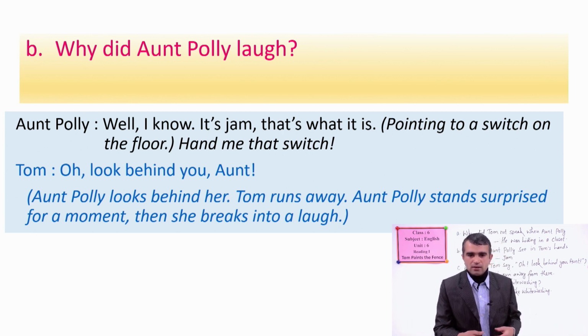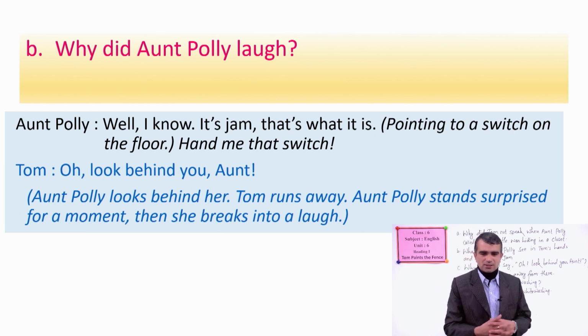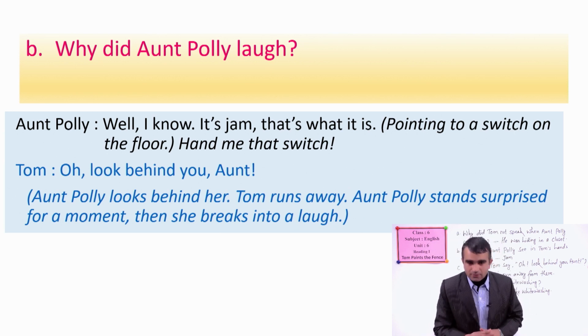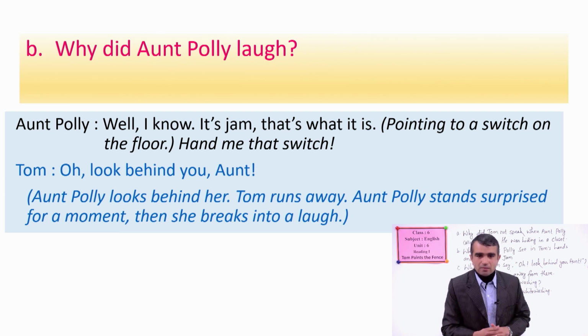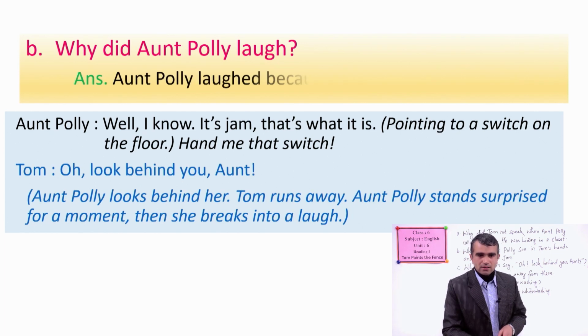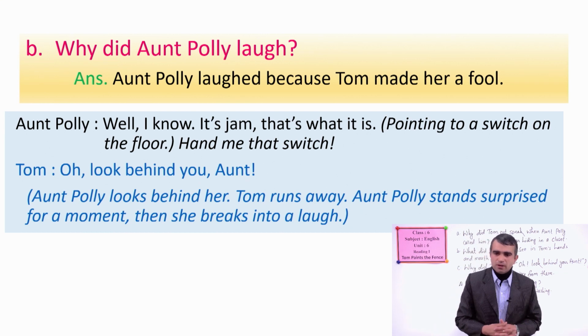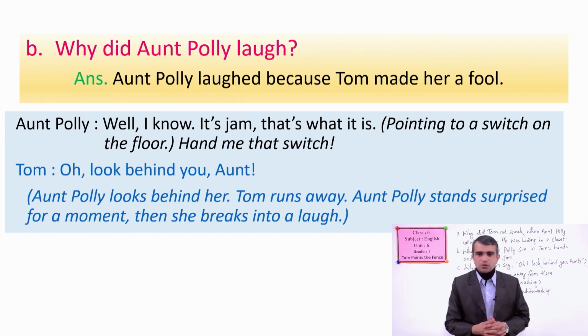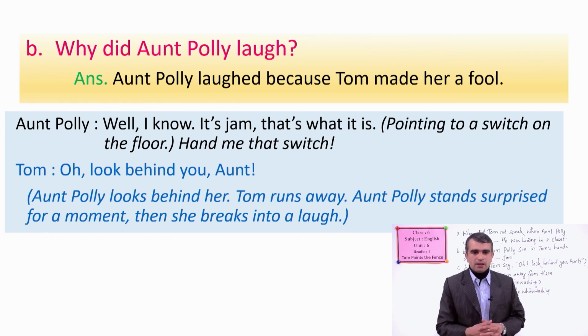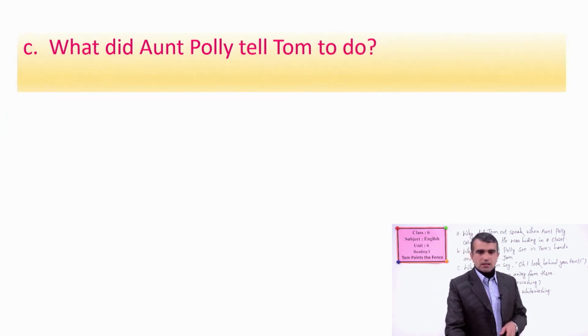Why? From here you can guess. He ran away, or he made her a fool. Aunt Polly laughed because Tom made her a fool. Or simply you can say Tom made her a fool. Tom cheated her and ran away. That's why she laughed.